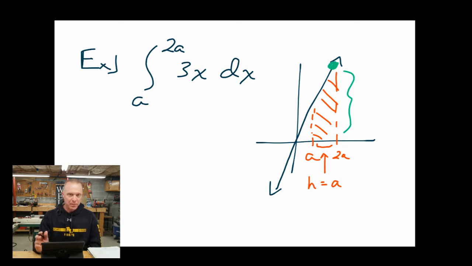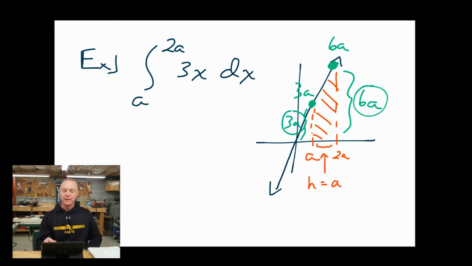So can I plug into my formula? Can I plug in 2a? Yeah, you can plug 2a in. That's going to come out to be 6a, which would be your y value, which would also be your height. And I can plug in a, and that would just give me 3a, which of course is that parallel side. Okay, so I've got what I need. Just kind of trust the formula.